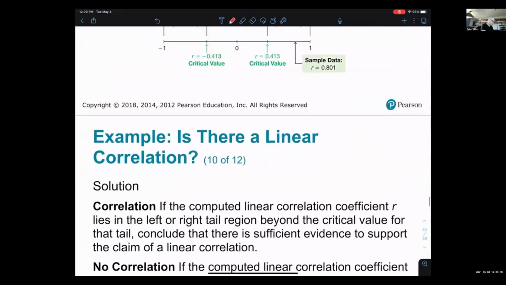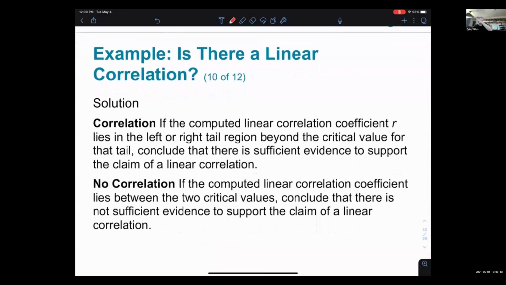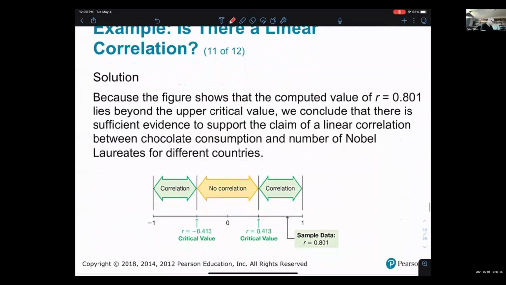So they'd say we'd support that. So then finally, they sum up with some interpretation. If the computed linear correlation coefficient R lies in the left or right-hand tail region beyond the critical values, that supports there's a correlation, which it did in this case. If it had been closer to 0 instead, then that would not support it. And so they're reiterating that here because the figure shows that it was beyond those values, they support it.